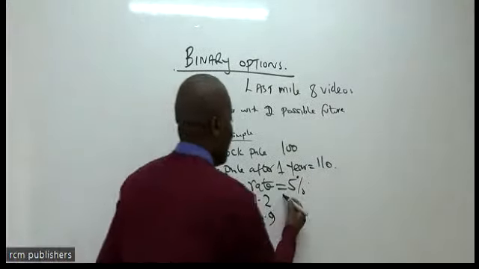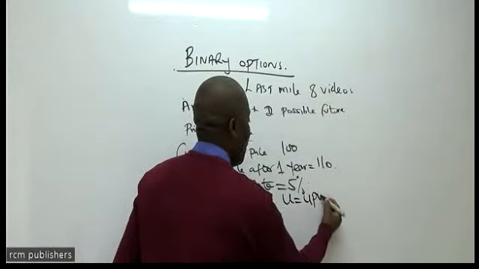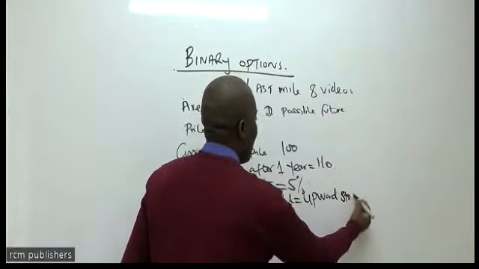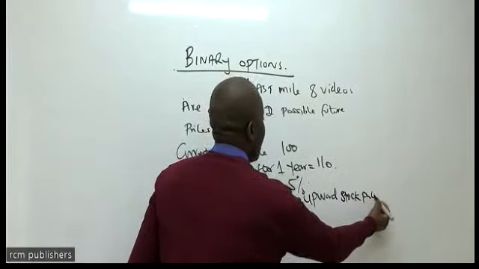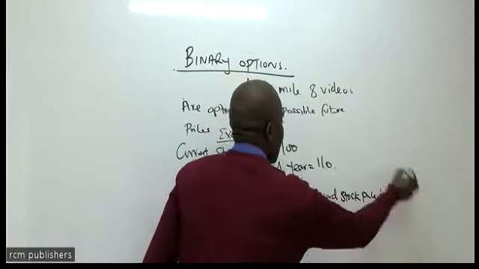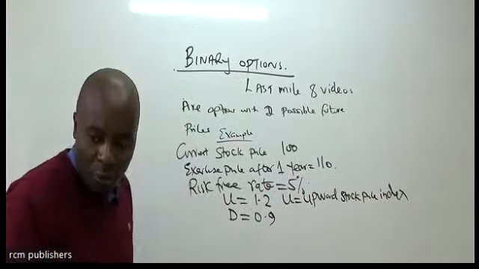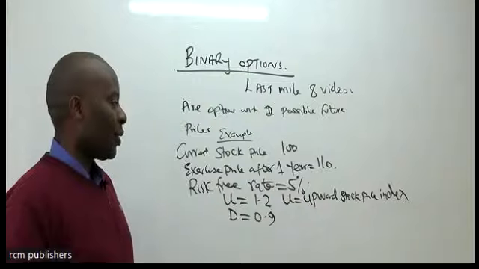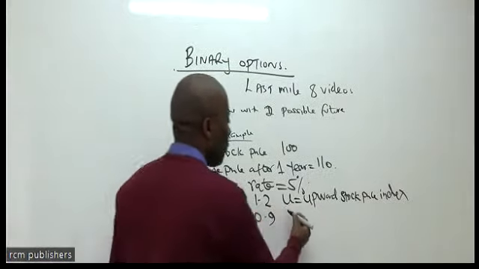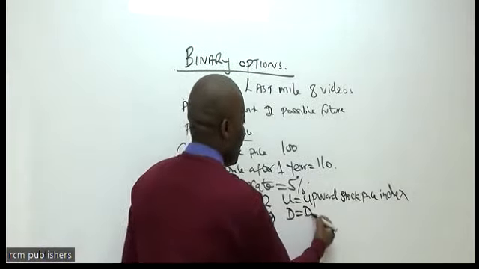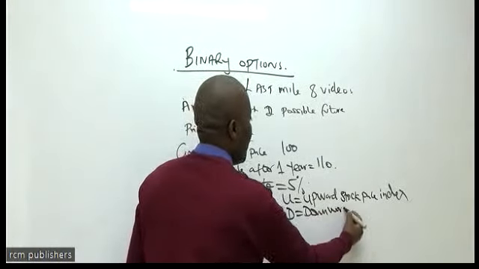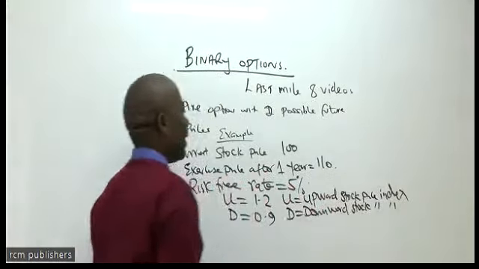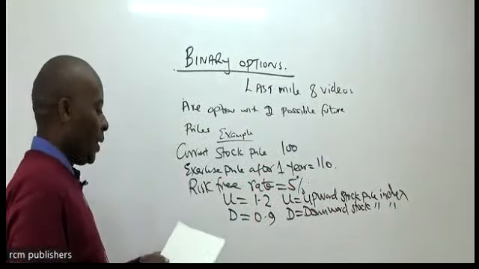So U basically stands for upward stock price index. That is U. And then D stands for downward stock price index, like that.